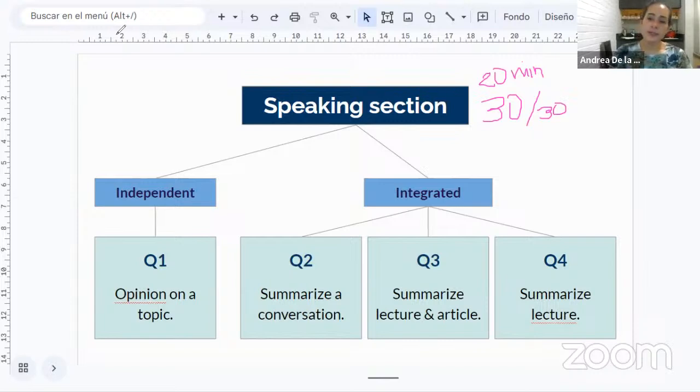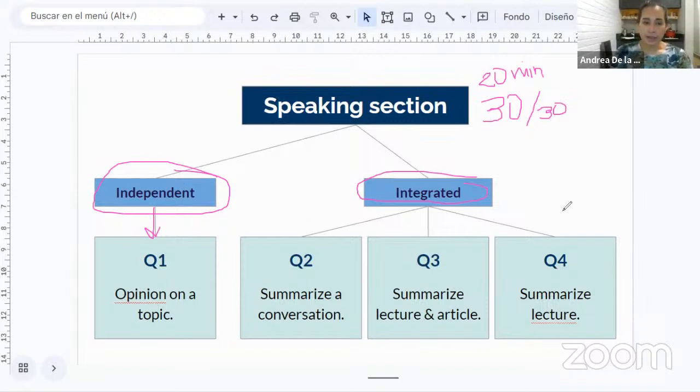Now, in this speaking section, you will have 4 different types of questions. 4 questions, each one different from the other. Among these 4, they could be organized into independent questions and integrated questions. This is how the ETS classifies the questions. The first of the 4 questions is the only independent question, and all of the other ones are integrated.